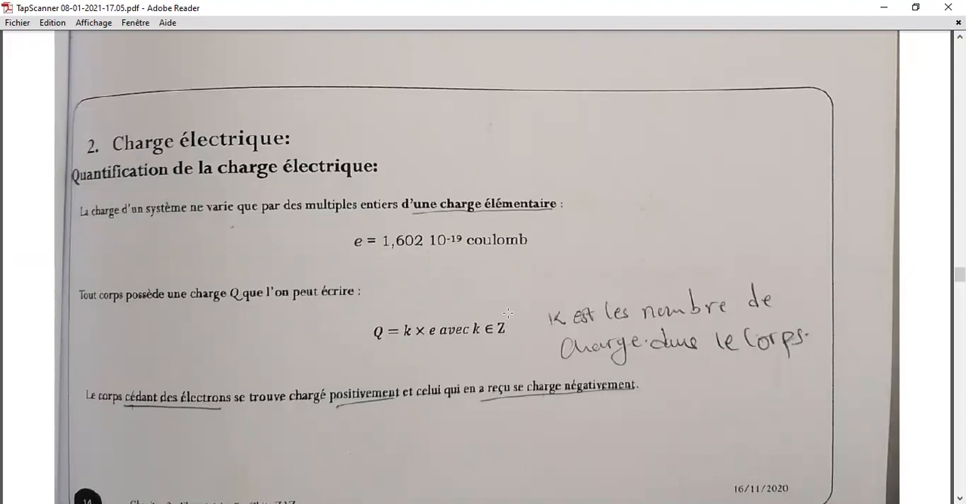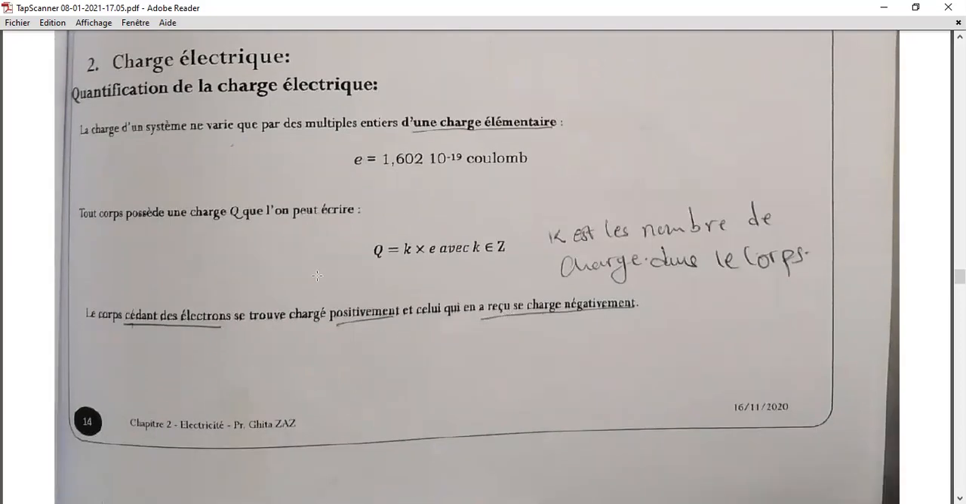There are formulas which are used, which are important. This one you just have to know: the charge Q is K times E, where K is the number of charges in a comp. You count the number of positive and negative charges in a comp, and E is the charge elemental. Then you should know that if a body loses electrons, it is positive, and if a body receives electrons, it is charged negative, because there will be more electrons. If it loses electrons, it will be positive because there will be more positive charges than negative charges.